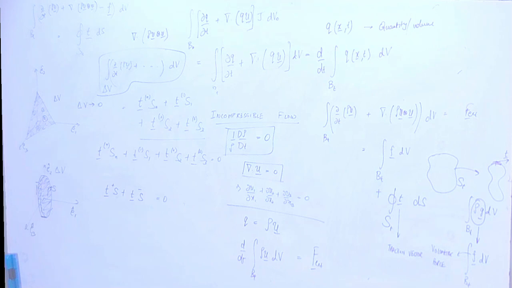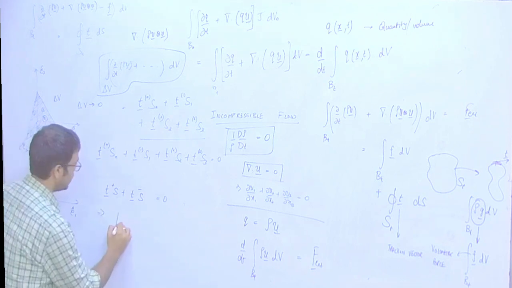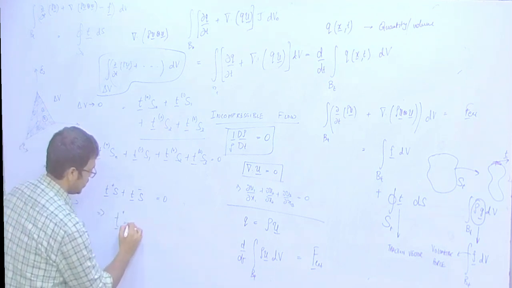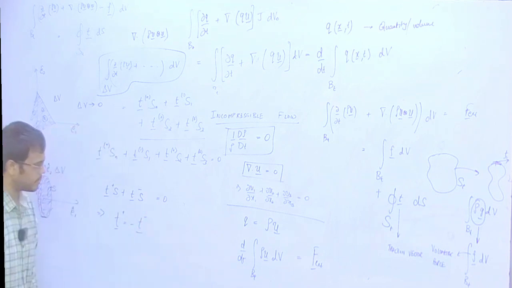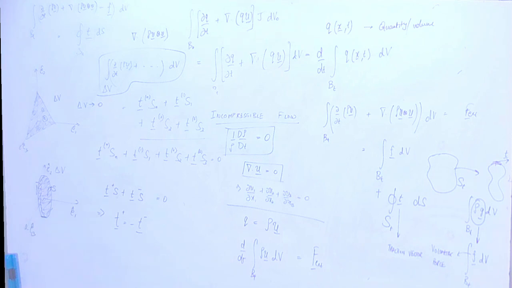Basically what you will get here is that T plus is equal to minus of T minus. What it means is that if you have an arbitrary surface in your fluid, need not be a material surface, and you want to look at traction vectors across the two faces of this surface, then given that this is a very thin surface, you can directly write that whatever traction vector is here, here it is the minus of that.